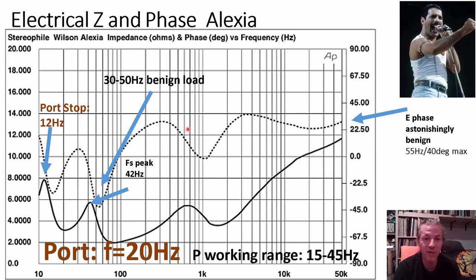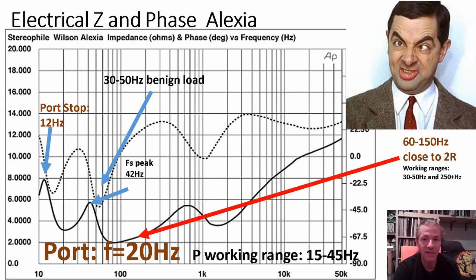So we were really happy that the impedance phase was super benign for solid state amps. But check out this curve that shows the impedance. And for the impedance, it's a Mr. Bean moment. Because check it out, between basically 60 hertz to 150 hertz, this is close to 2 ohms load. While the average is about 6 ohms or so, it then dips to 2 ohms. So it literally means that this is the death spell for most amplifiers.